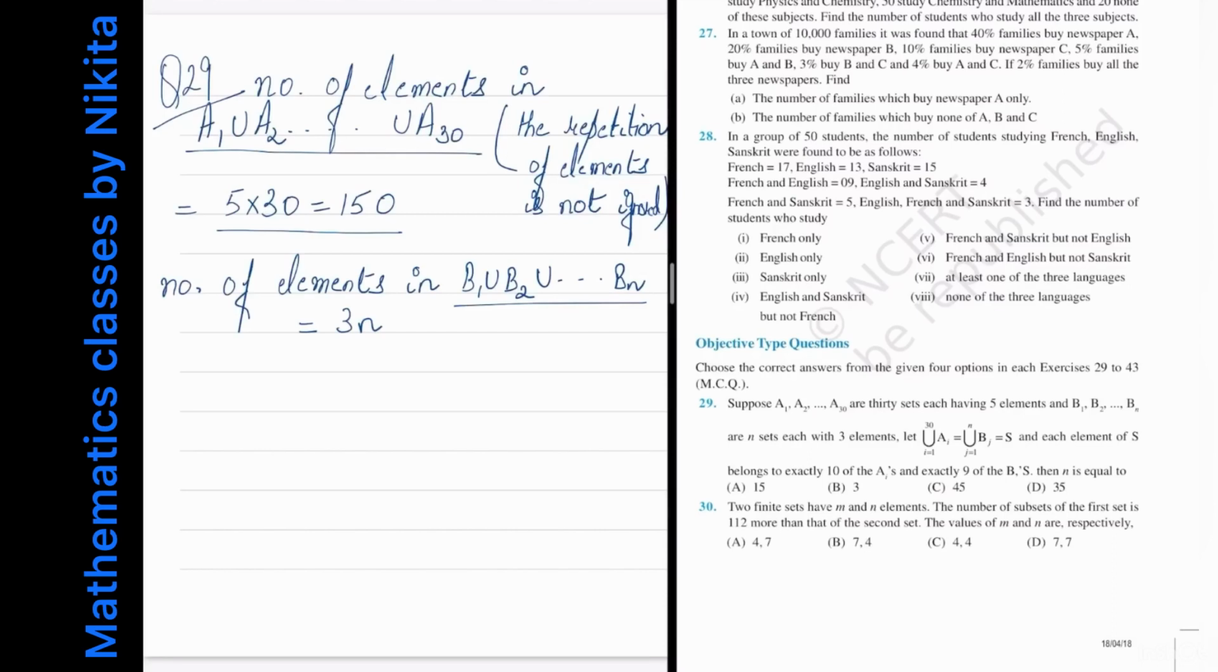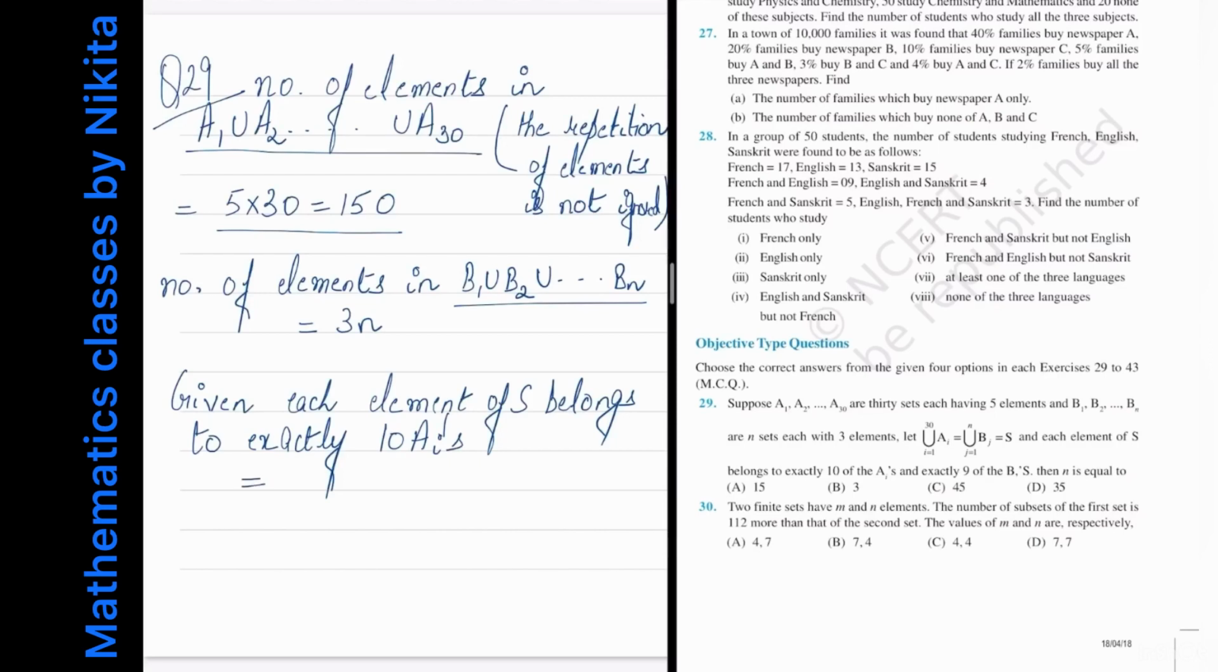Now it is given that each element of S belongs to exactly 10 of the Ai's. So from here this implies that n of S, the cardinality of S, the number of elements in S is equal to 150 divided by 10, which is equal to 15.